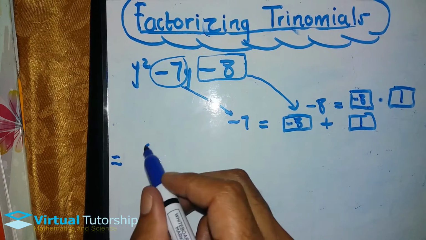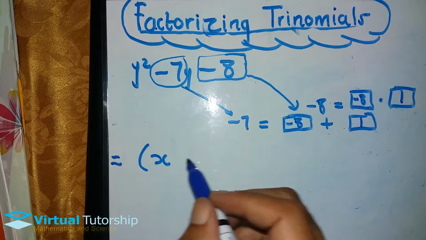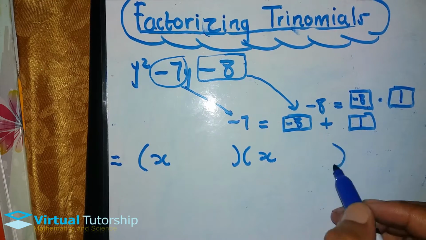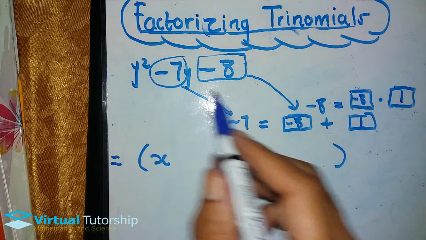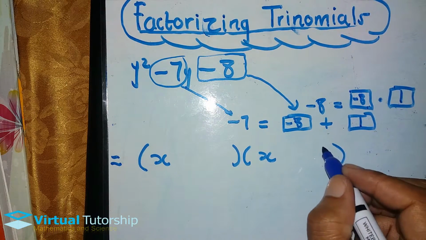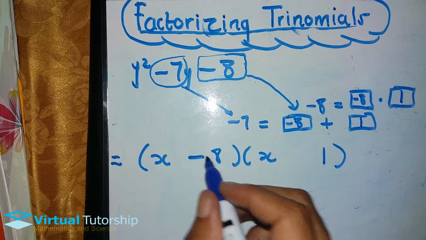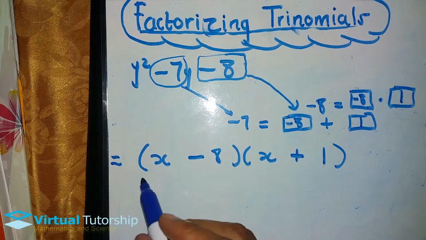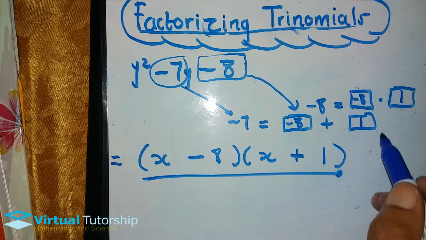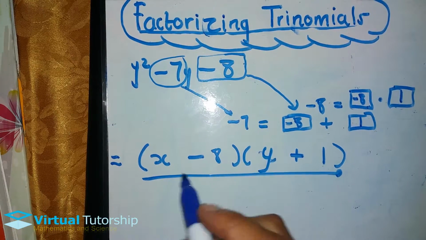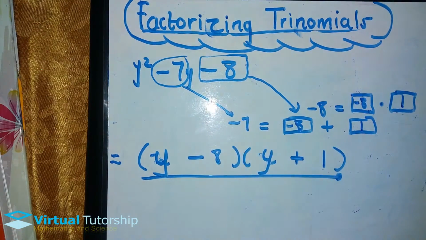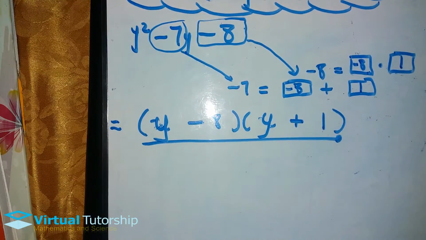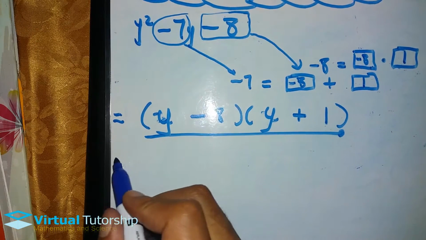So it is equal to my factors: it's y and y, and then the factors of 8 and of 7 are minus 8 and plus 1. So now my factors. Now wait, it's y here, sorry, it's y. So now multiply back to return to this trinomial, using the distributive law. So, another one.